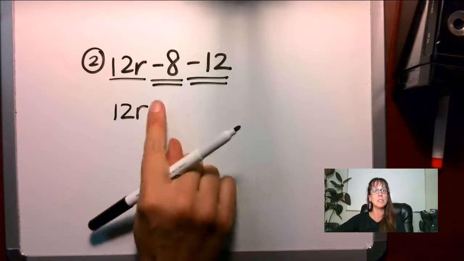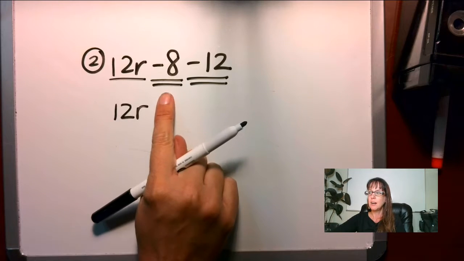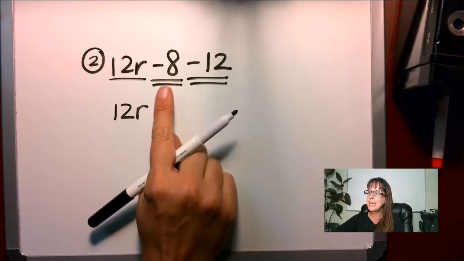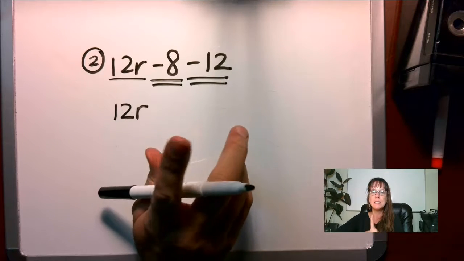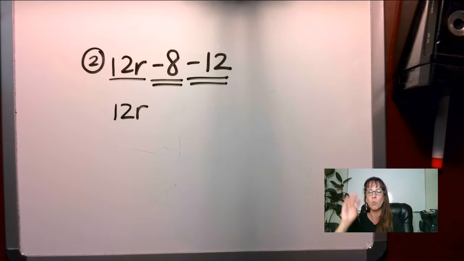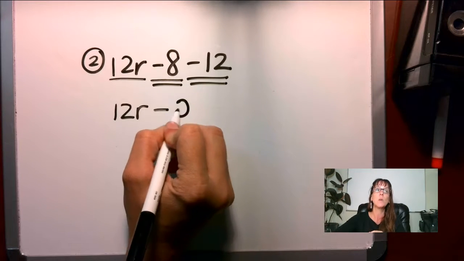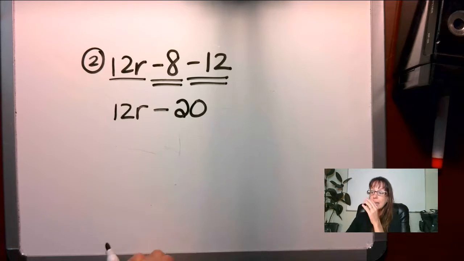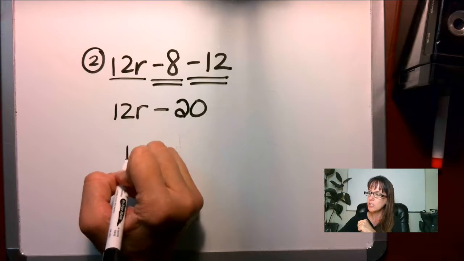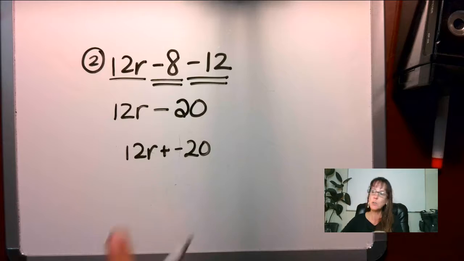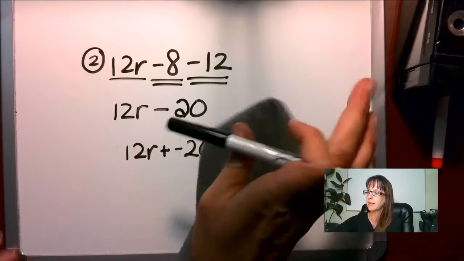But in this case, we get to combine those, right? Because it's minus 8 minus 12, we can totally combine that. So negative 8 and negative 12: we have one team with negative 8, one team with negative 12. That team is still negative, and it is 20 big. Now, you can write 12R plus negative 20. That's fine too, but this is a more accurate answer. You want to show your advanced math skills, you're going to write it like that.